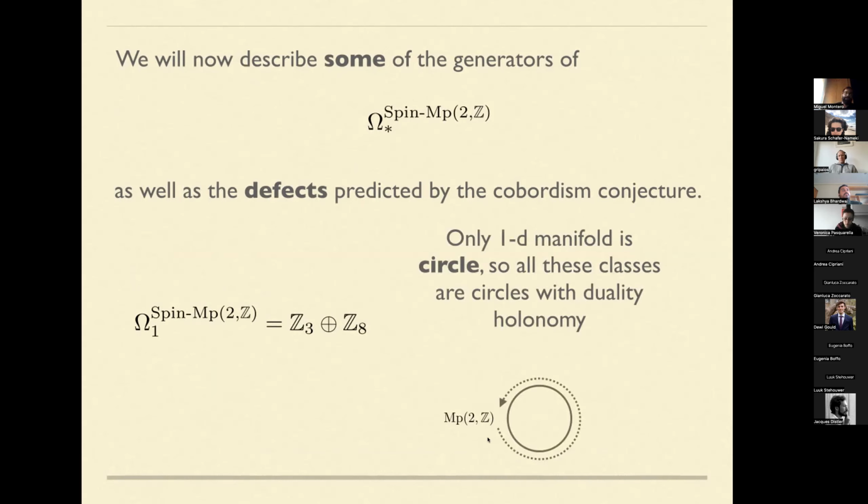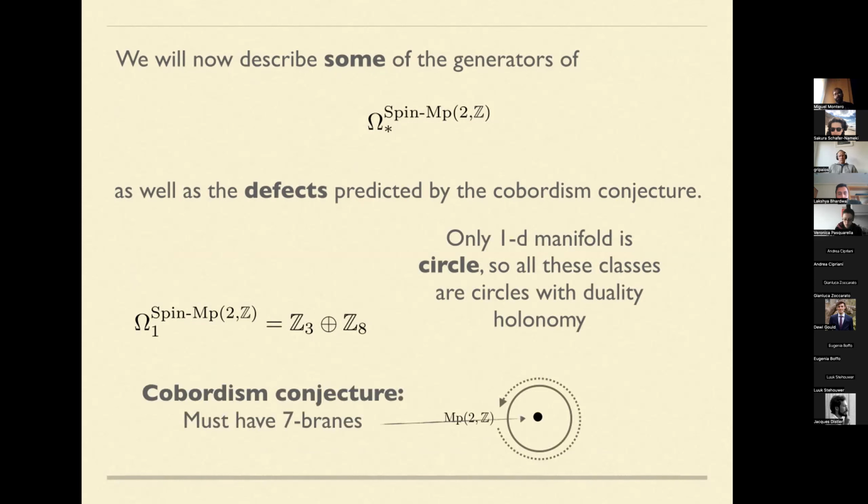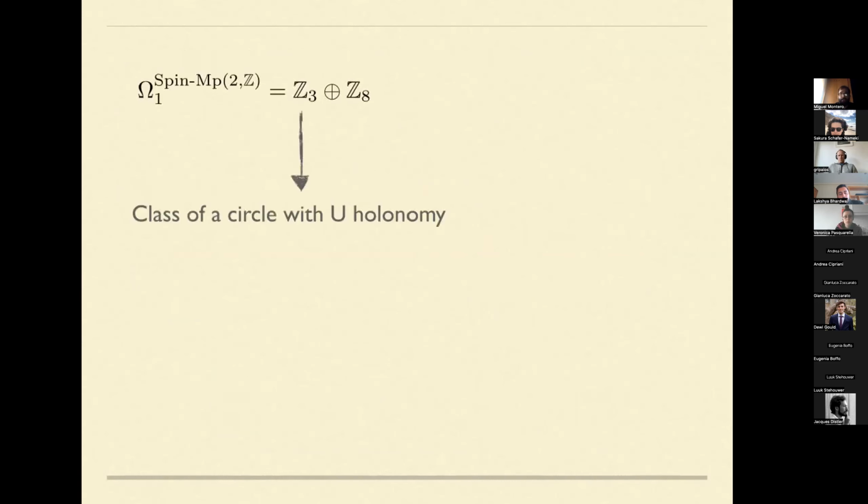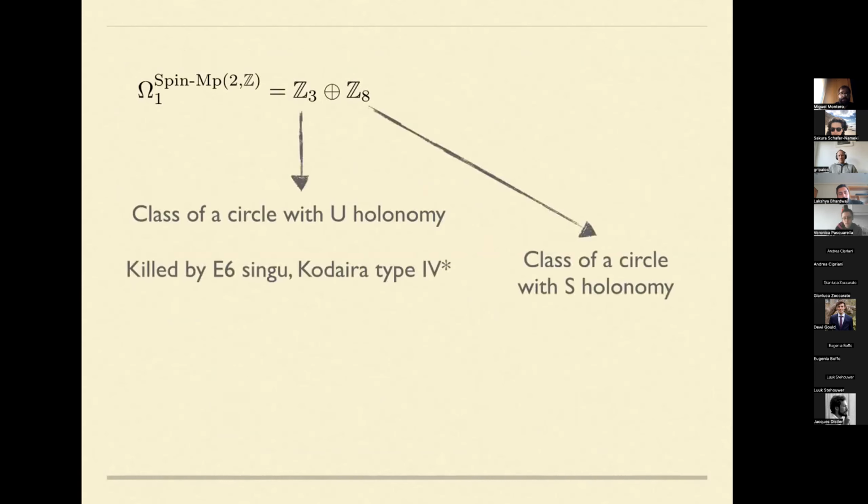So actually, all these classes are very simple. In fact, this C3 is just a circle with a holonomy of the U generator of SL2C, and the C8 has to do with the S generator, which becomes of order 8 once you include fermions. So the cobordism conjecture tells me that these guys must be boundaries of some other guy. And by the time I write a picture like this and say these words, it's pretty clear that I'm talking about 7-branes. This is the standard picture for PQ 7-branes. You just have a circle with an SL2C monodromy, and the SL2C monodromy gets you what the 7-brane is. So the cobordism conjecture is predicting PQ 7-branes.